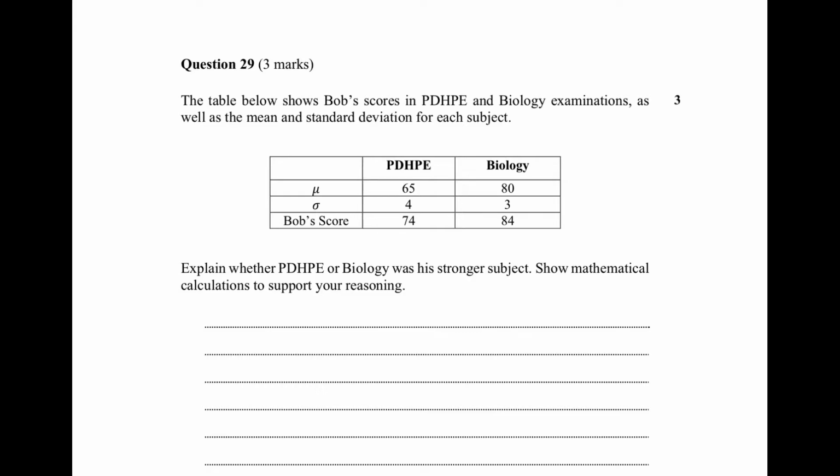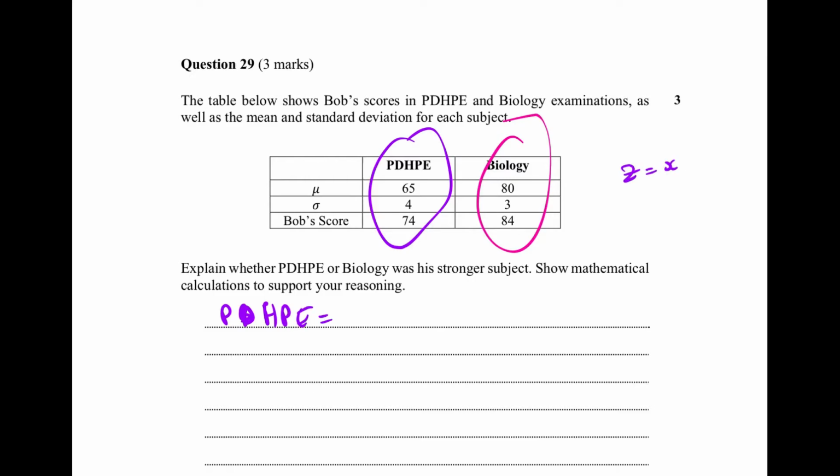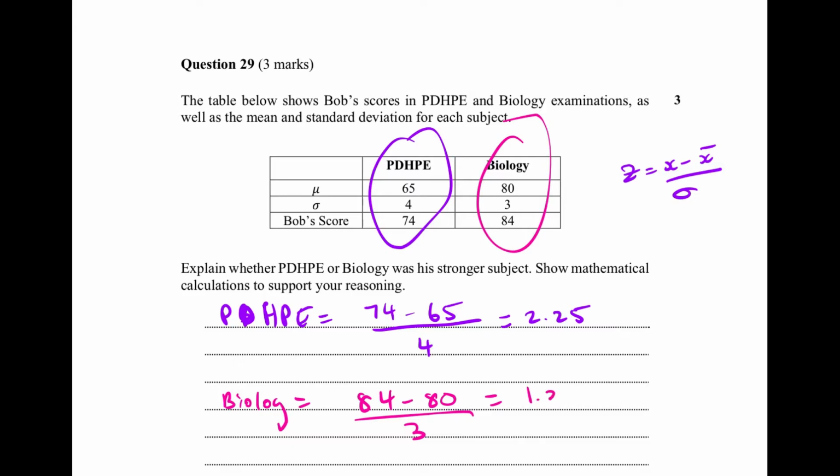So let's have a look at his, just color coordinate these. So let's do his PDHPE. Oh my goodness, PDHPE. Okay, and for a z-score, the z-score is your score minus the average over your standard deviation. Okay, so it is going to be, what did he get in PDHPE? 65. Oh no, sorry, that's the average. He scored 74. The average is 65, so minus 65 over 4, and we get 2.25. Now for biology, same thing. He scored 84 minus the average, which is 80 over 3, and we get 1.33.